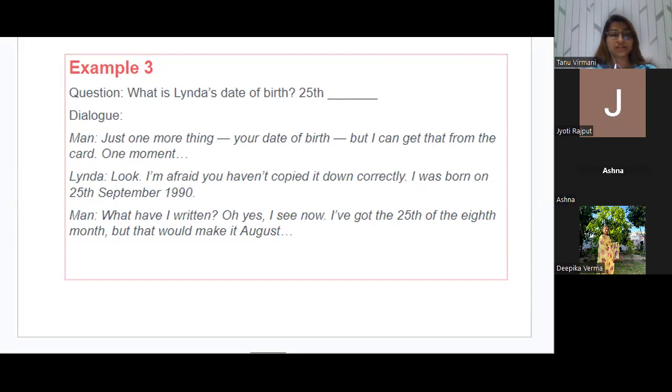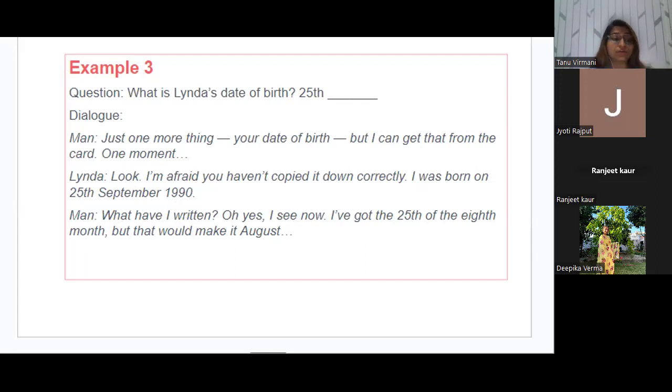So, what is a distractor here? August is the distractor. September is the correct answer. So 25th September 1990 is the correct answer. But what he has written, 25th of the 8th month, that is August, so that is incorrect.